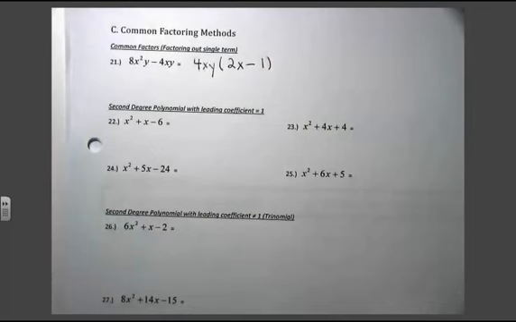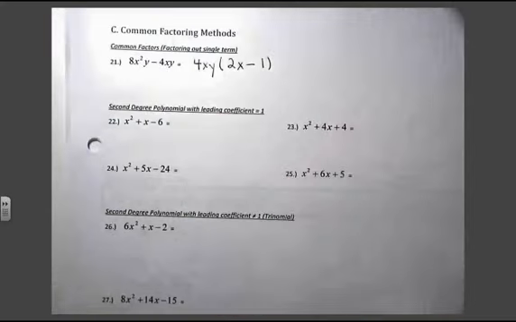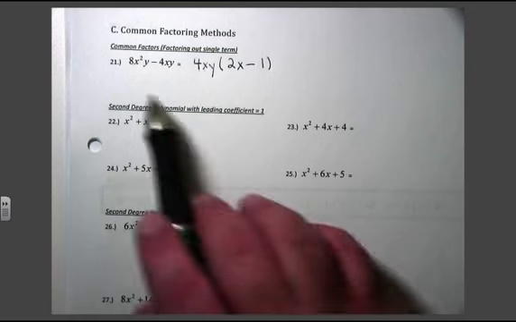And to double check yourself, you can always go back and distribute, and you should get back right where you started from. But the whole purpose of factoring is to turn things into multiplication, because under multiplication and division, that's when things cancel. So I have to factor it first. So this factors.